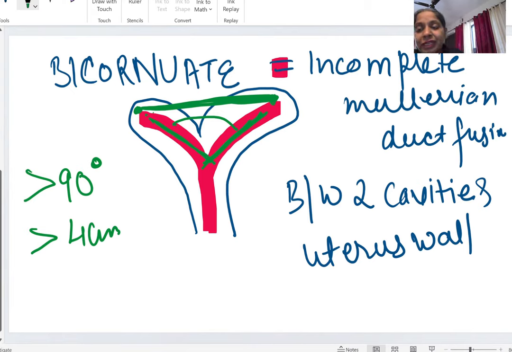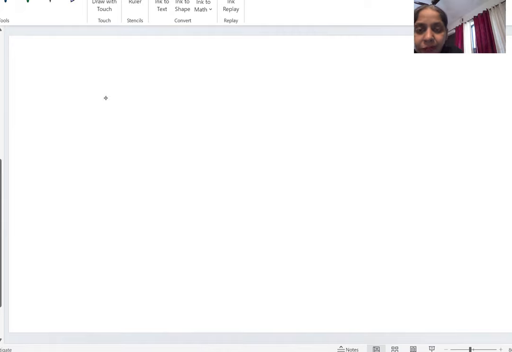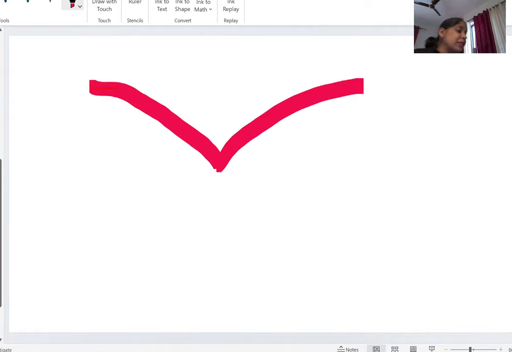Okay. See, I will tell you which type of HSGs are. This is a bicornuate uterus HSG. This is the bicornuate uterus HSG. Okay, such a gap, such a broad fundus and such a wide angle.